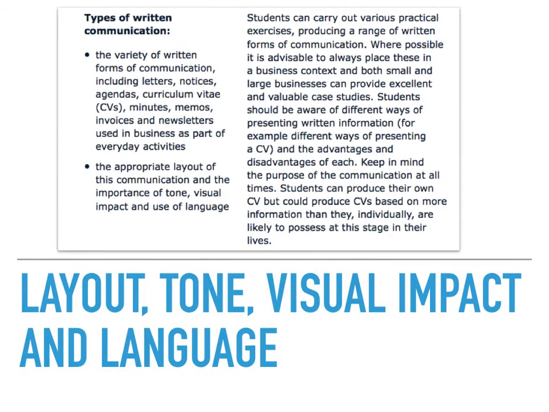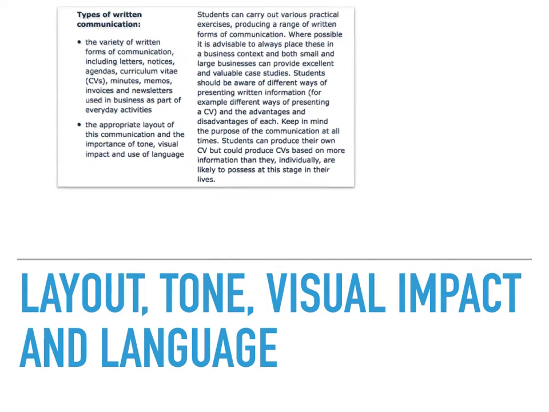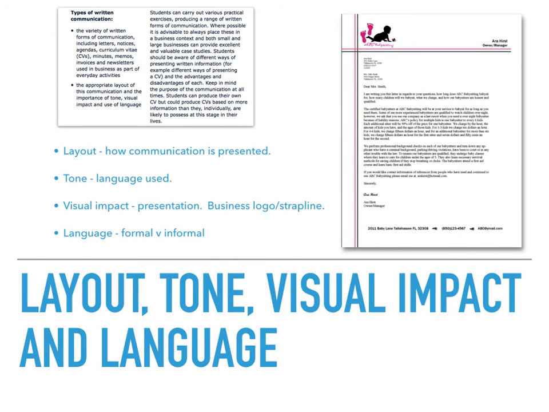Before we move on to an exam question focus, just a final word on the part of the specification that relates to layout, tone, visual impact and language within written communication. In part, we feel that this is a fairly straightforward, common sense part of the specification. Layout refers to the presentation of the written communication used. In the example on screen, which is that of a business letter, paragraphs are used and the letter is formally presented. The language is formal. This is to do with the tone of the letter.